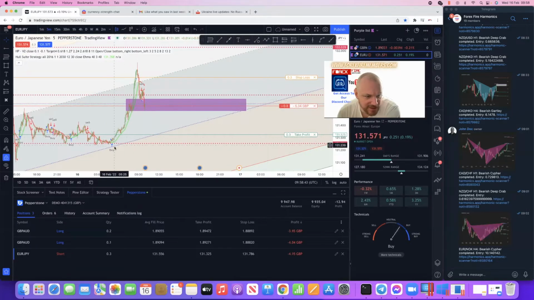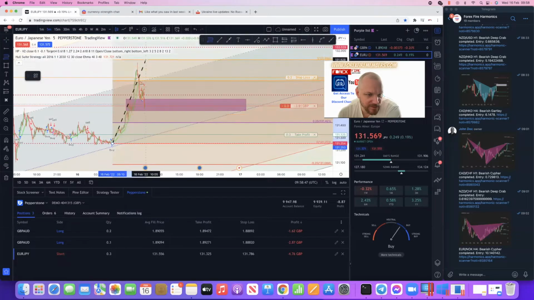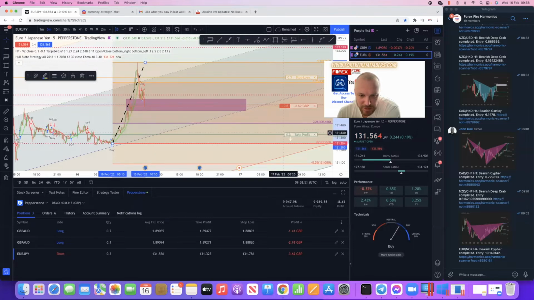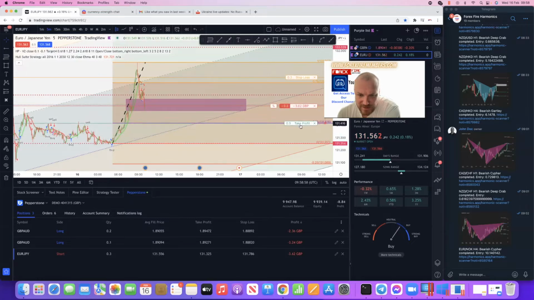Got a feeling that this here, take profit of that swing. Bring it to 50%. That's 0.25.